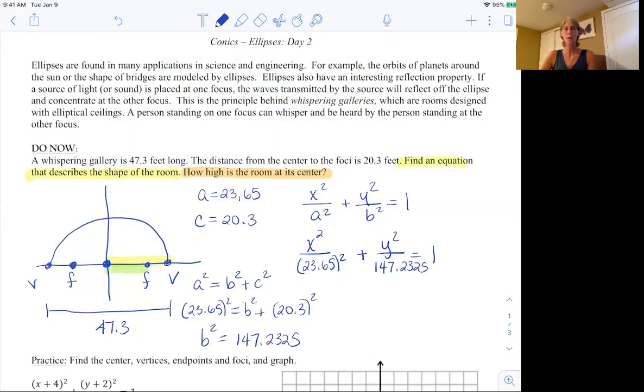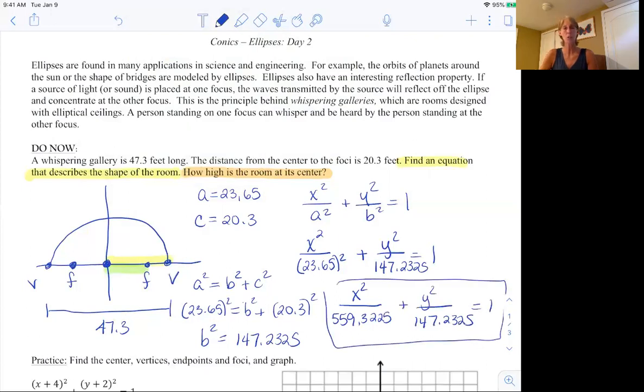Now, if it makes you uncomfortable to have 23.65 squared and the other one not, then just square this out. And don't worry that these numbers are messy. We're really not doing anything with it. I'm not asking you to graph it. It's just finding an equation. So that answers the first part of the question.